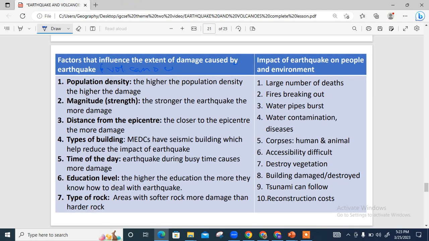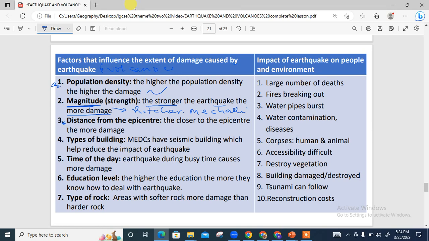So like I said, there are certain factors that affect the extent of damage caused by an earthquake, and one of those is population density. The higher the population density, the higher the damage. Another one is the magnitude or the strength of the earthquake. So you find out that the stronger the earthquake, the more damage it causes. Now, I didn't include this in this material, but remember that the magnitude of an earthquake is measured using the Richter scale. Then the extent of damage, I think that is measured using the Mercalli scale, thereabout. So, distance from the epicenter.